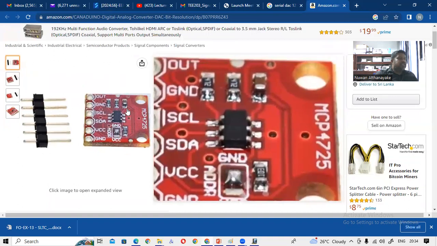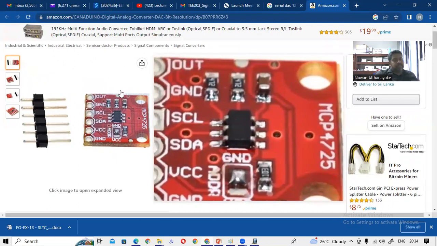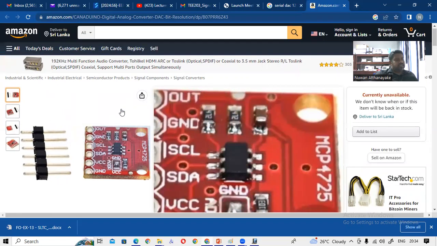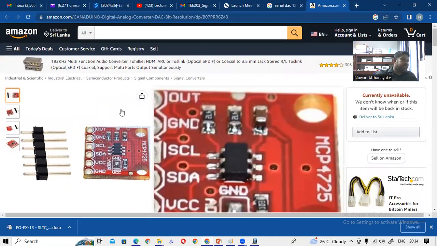If you want to interface a parallel DAC with, let's say, the Arduino board, and you are using an 8-bit parallel DAC, you have to input the data to the DAC using 8 digital pins. Then you can get the output analog voltage. Likewise, you can interface this DAC as well as an ADC with the processor. So you can do your task.